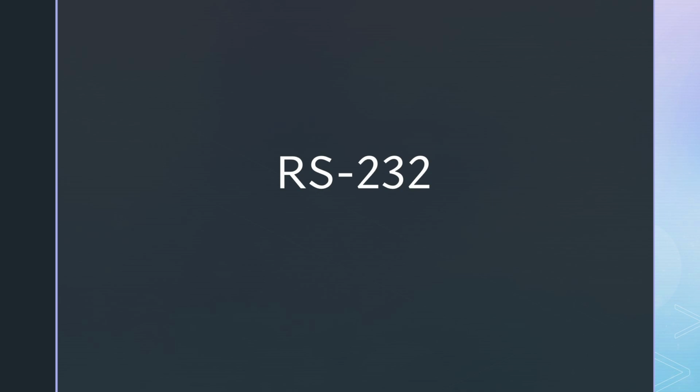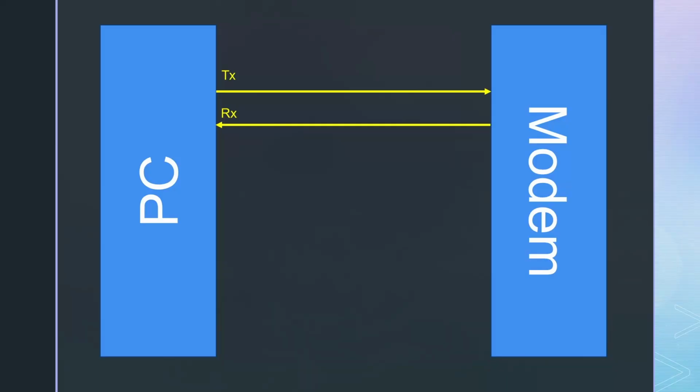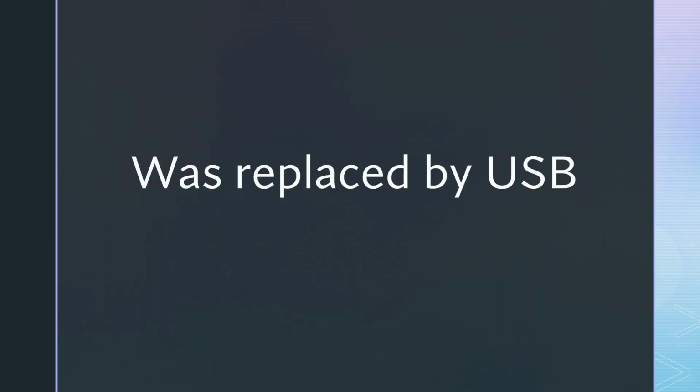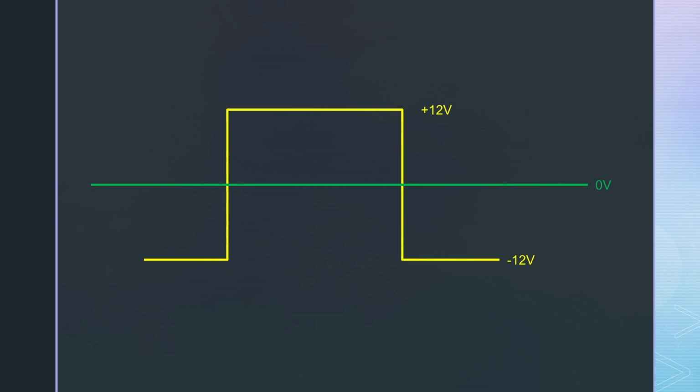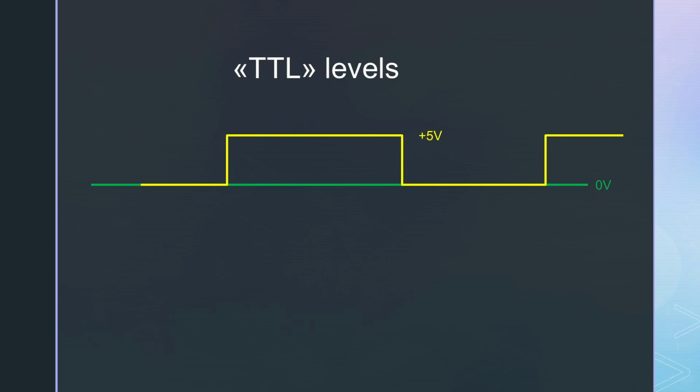Let's quickly step back in time to when serial communication was a thing. The most famous standard for PCs was RS-232, introduced in the 1960s. It was used to connect printers and modems to PCs, for example. It was omnipresent in old PCs, but was replaced by USB connectors in newer models. The original standard used ±12 volts for signaling. This was replaced by normal TTL levels of 0 and 5 volts for PC usage.